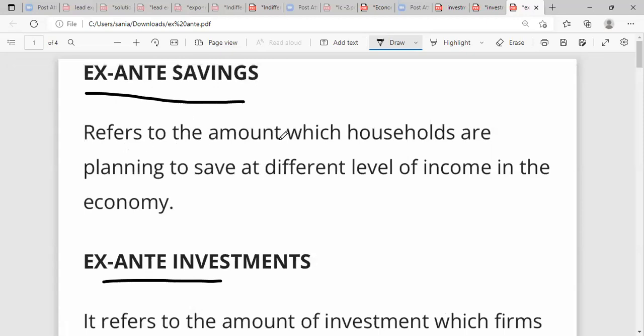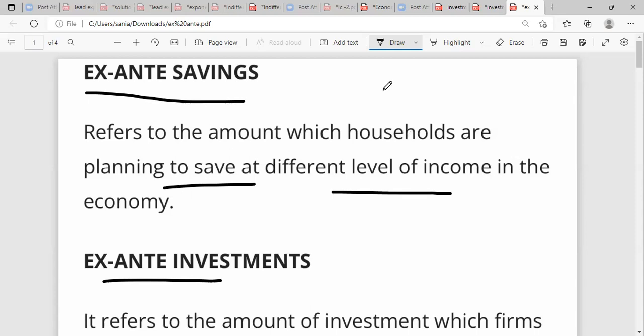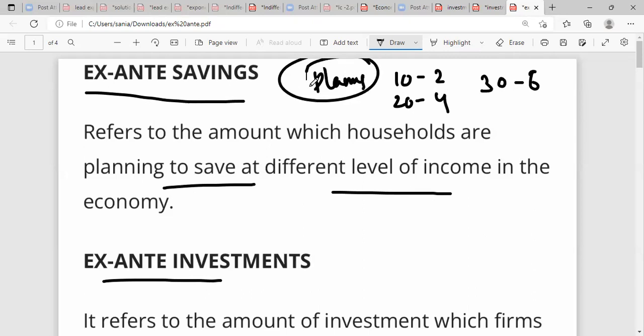Basically, it refers to the amount which households are planning to save. For example, right now you don't have money. You are planning that next month when I get my salary, I will save 10 rupees, 20 rupees from my salary. So you are planning to save at different levels of your income. When my income is 10, I'll save 2 rupees. When my income is 20, I'll save 4 rupees. When my income is 30, I'll be saving 6 rupees, like this. You haven't saved anything yet, so that is known as ex ante savings. Those savings which you are planning are ex ante savings.